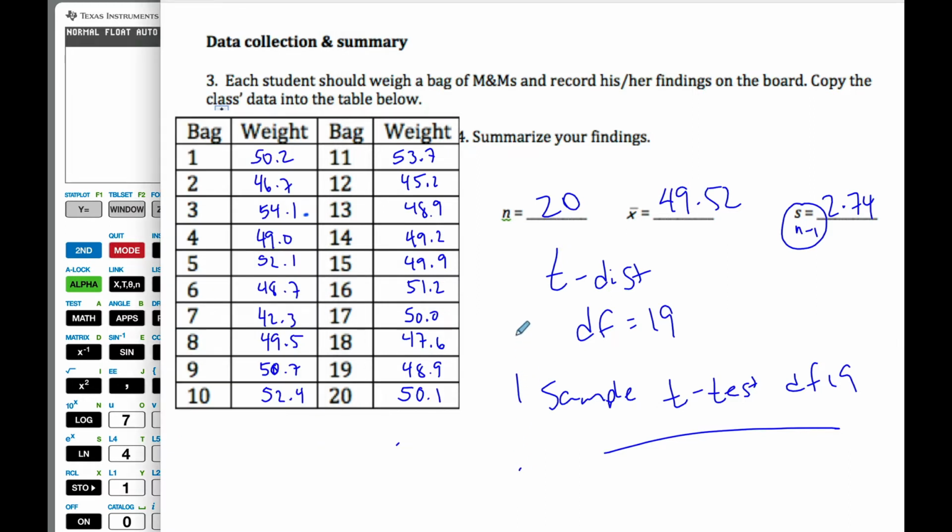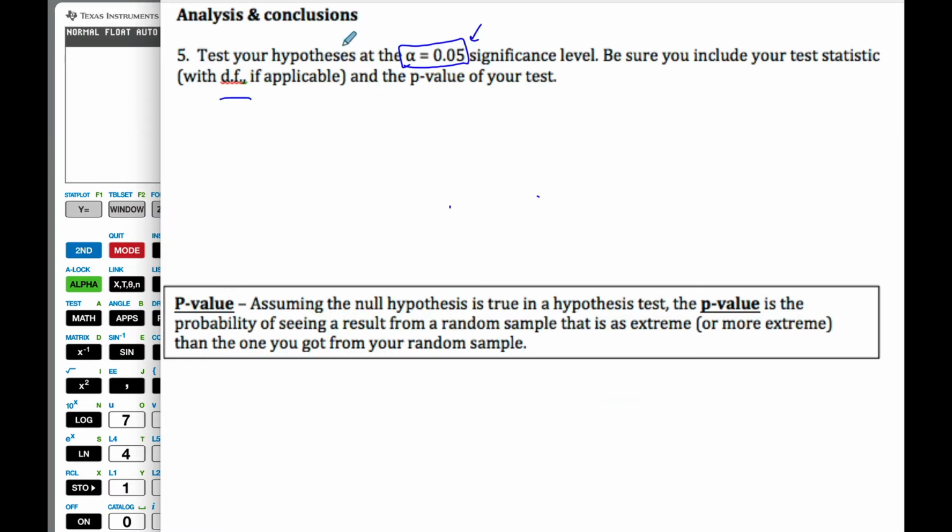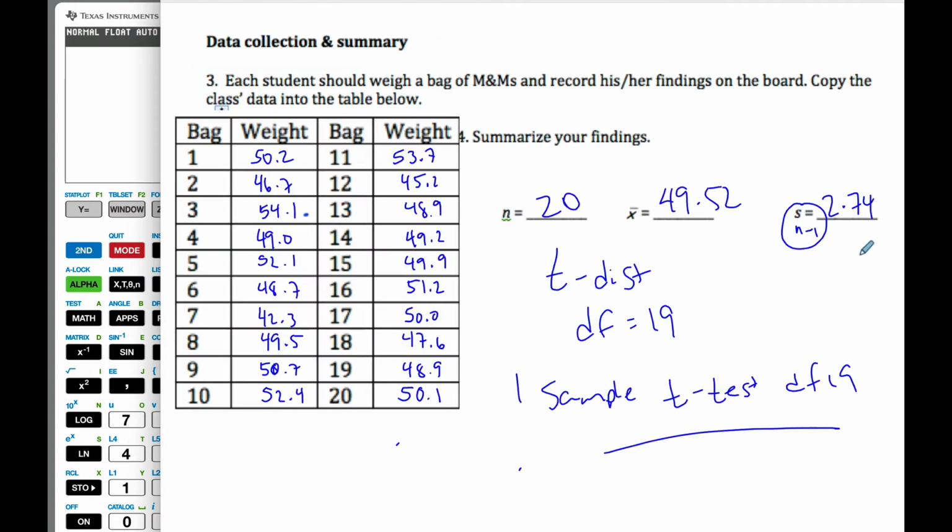Okay, so the next step is I'm going to take these numbers and test my hypothesis at an alpha equals 0.05 level of significance, which I'm going to explain more about in a while. I have to include my test statistic, degrees of freedom, which I've already mentioned, and the p-value of your test. And all these are new pieces for you. So let's go and talk about them.